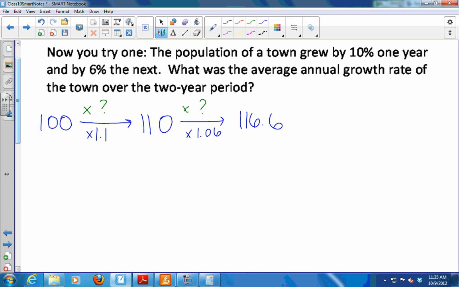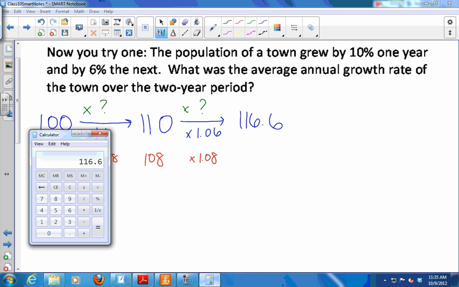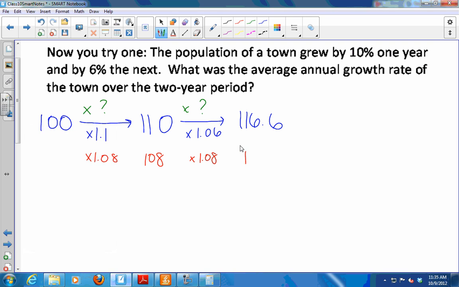How did you get 8%? Yes, I want the average annual growth over 2 years. So if I try 8%, let's try it. Let's do times 1.08, and I get 108, right? Times 1.08 again, and 108 times 1.08 is 116.64. So that comes out close, yep.